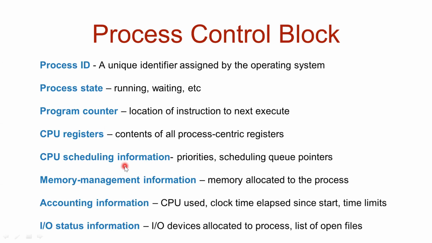CPU scheduling information will store the priority of the process and any pointer information. Memory management information stores the values of the base and limit registers. Memory management information is required for the security of a process.